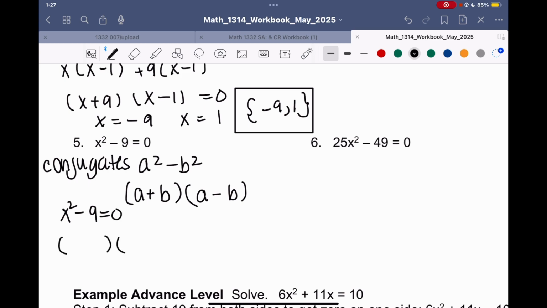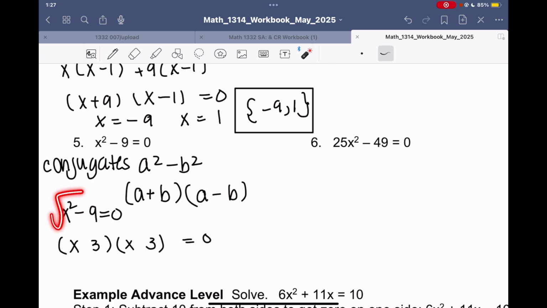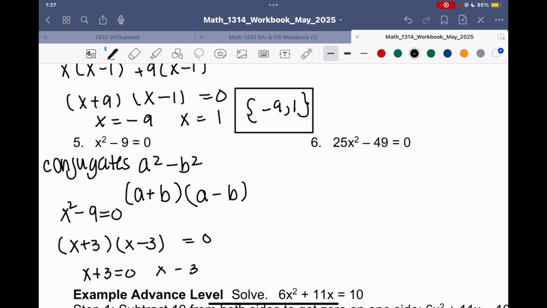The conjugate is x and 3, because when you take the square root of the first, you get an x, and the square root of the second one, you get a 3. So just alternate the signs. So x plus 3 equals 0, x minus 3 equals 0. So that means x is equivalent to the ordered pair of -3 comma 3. And then that's what you're typing in.